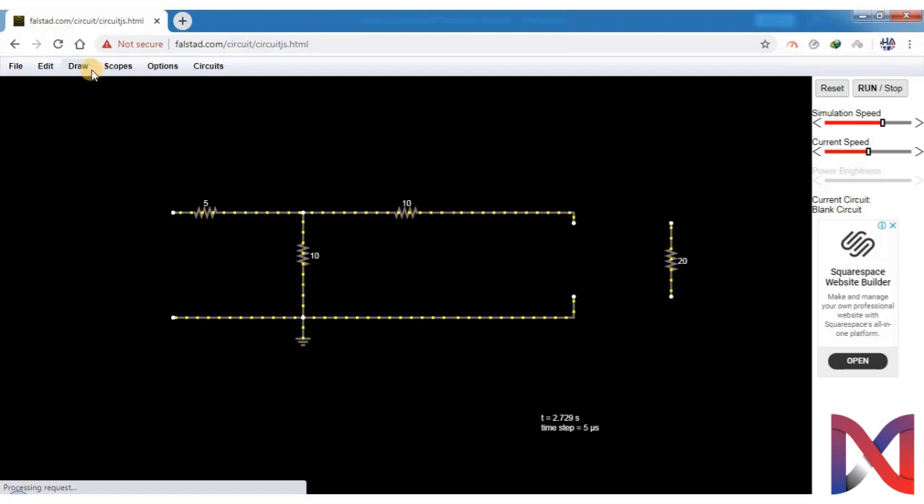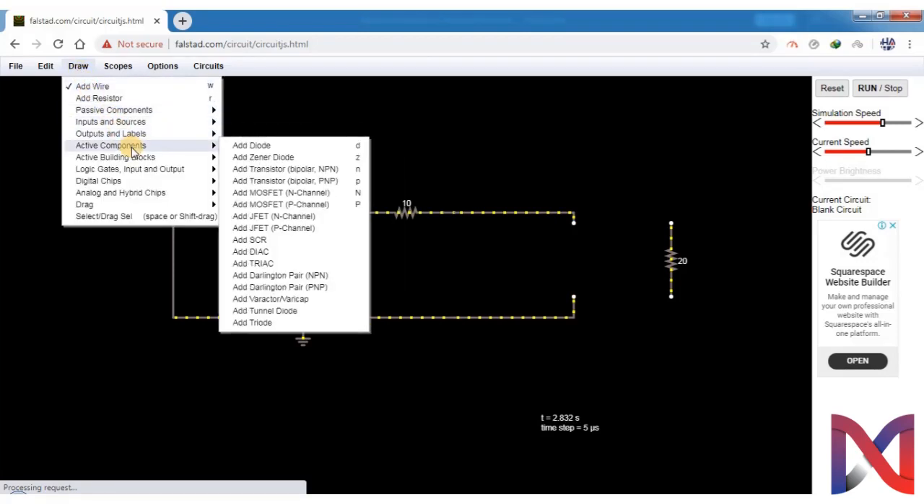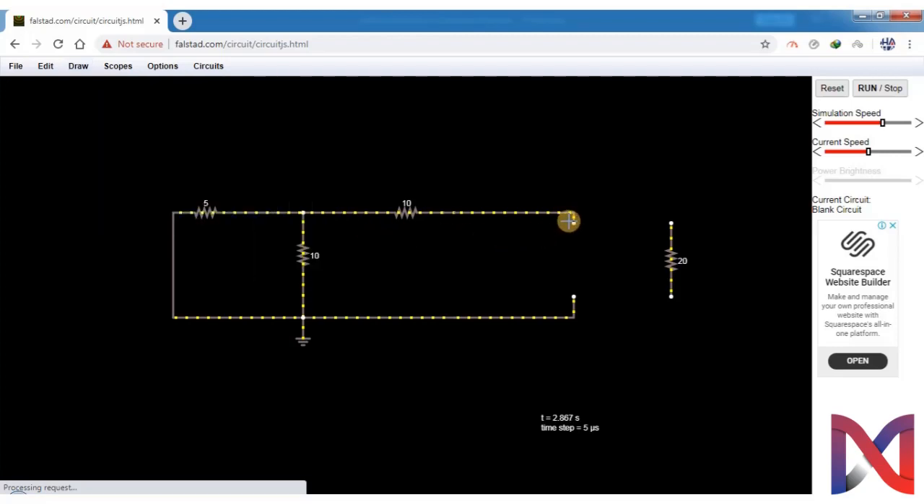Now what we do is we just connect this. This is how we short it, and now we will place an ohm meter here for getting our Thevenin resistance. So we'll go to output and labels and place our ohm meter right here. So our Thevenin resistance is 13 ohms, which is exactly the same as what we got in our calculation.